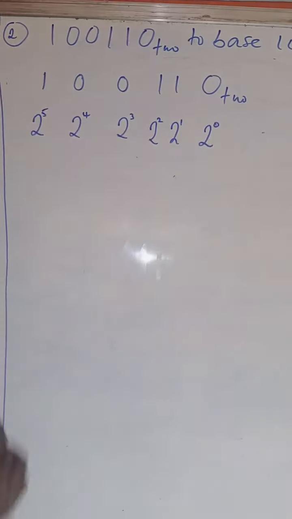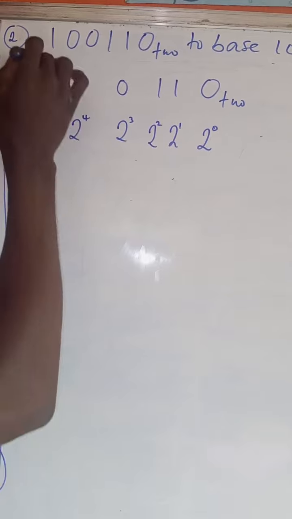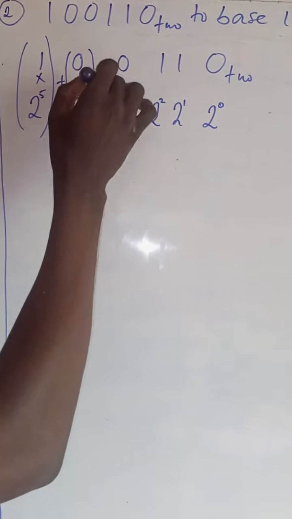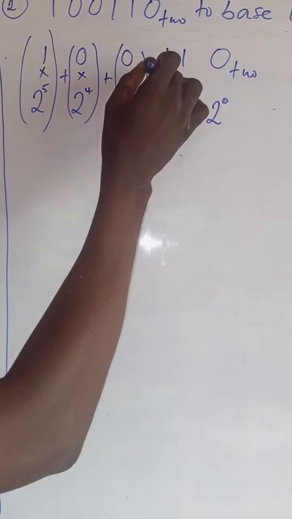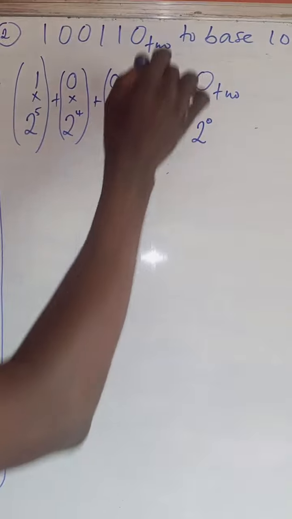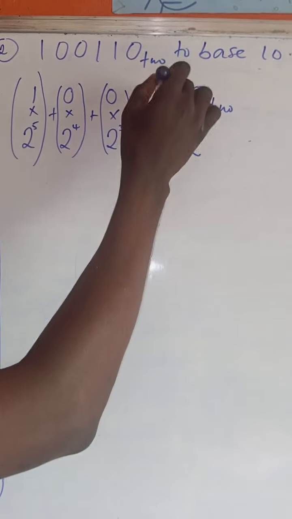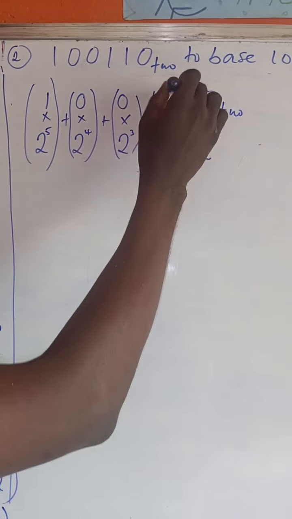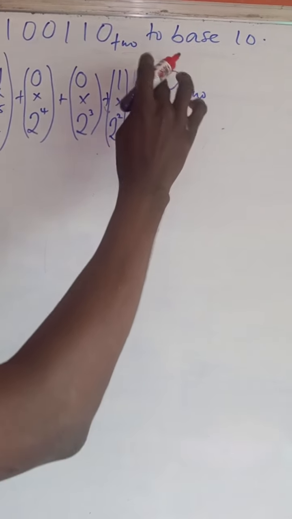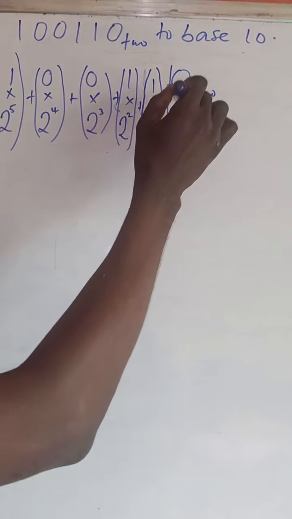So what I'm saying here is this multiplied by this, multiplied by this, multiplied by this, plus, given addition, this multiplied by this plus this one. So this is what it's going to be.